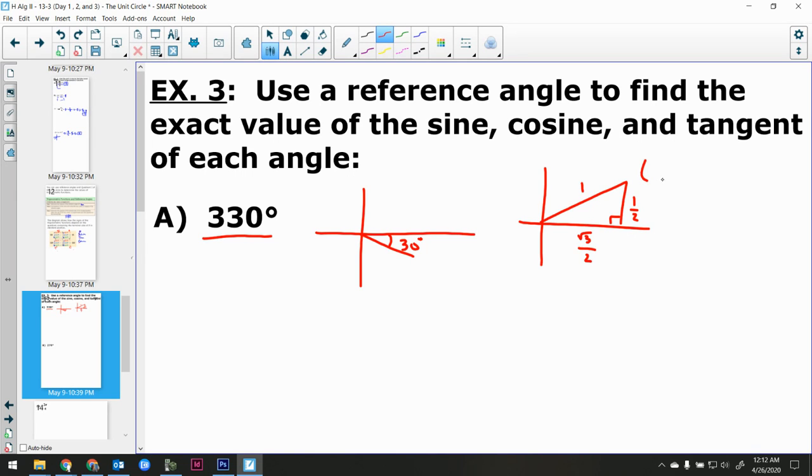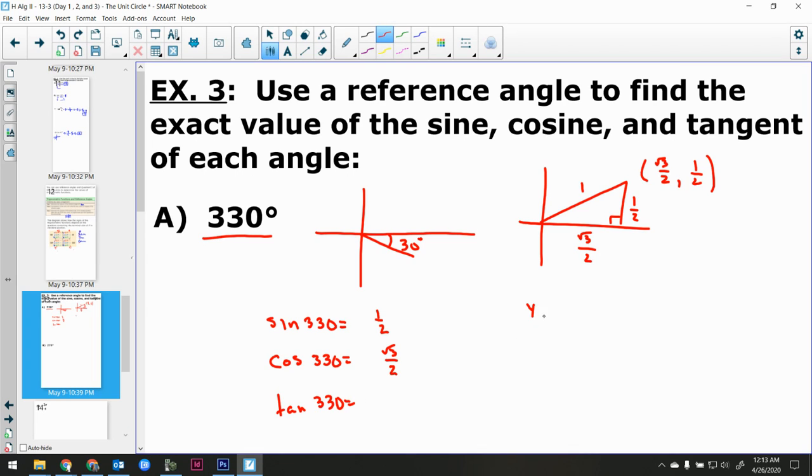Okay, so that means I've got radical 3 over 2, comma 1/2, right? So that's my x and y value. Okay, so sine is my y value. Sine of 330 is going to be the y value, 1/2. The cosine of 330 is going to be radical 3 over 2. That's the x value. And the tangent of 330, now that requires a little bit more work.